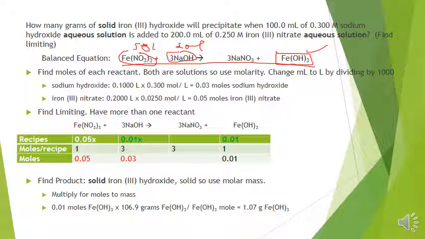So I need to find out which one's limiting. I have to figure out how many moles of each there are. Since I'm using solutions, I'll be using molarity. All right, so the sodium hydroxide.